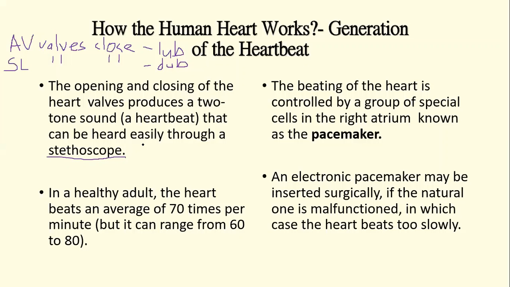The stethoscope helps a medical doctor know a patient's heartbeat. Now, in a healthy adult, the heart beats on average 70 times per minute, or 70 beats per minute. The range is actually from 60 to 80 beats per minute, but the average is 70 beats per minute. Very similar to the pulse.